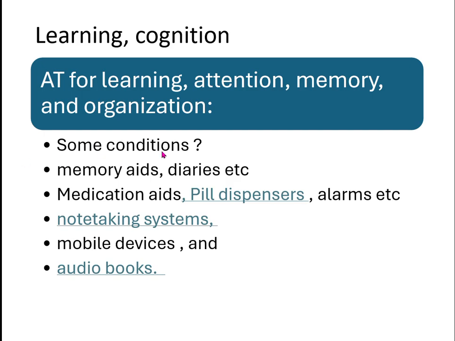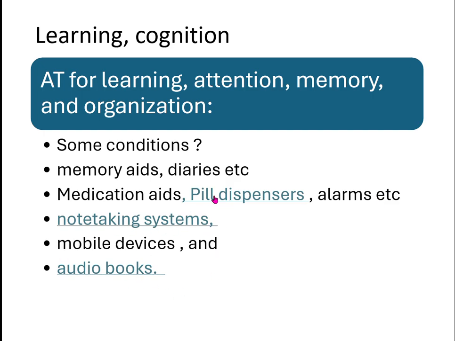Instead of storing all that information in their memory and putting a burden on them, they usually store it in a book, the daily log, or a memory aid. And this could obviously be written, it could be verbal, or it could be an app. So those are usually a good way to do that. Now, higher end would be something like medication aids, pill dispensers, alarm clocks, etc., note-taking systems, and audiobooks.